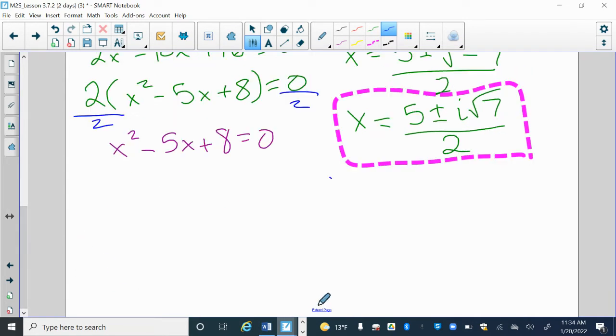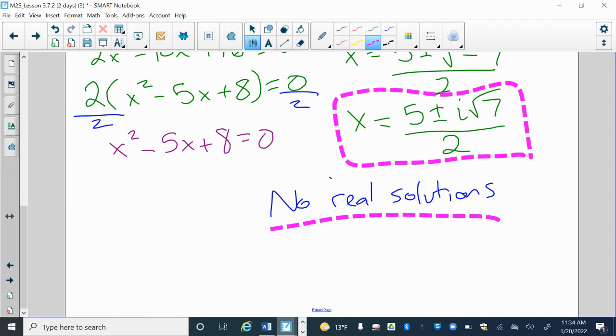Okay, so summarizing this, we would say no real solutions, right? There's no crossing point, there's no intersection point. Okay, that would be our answer.